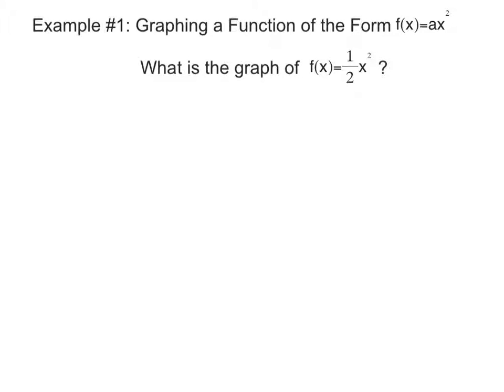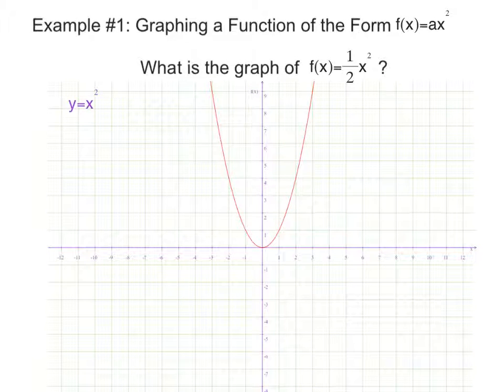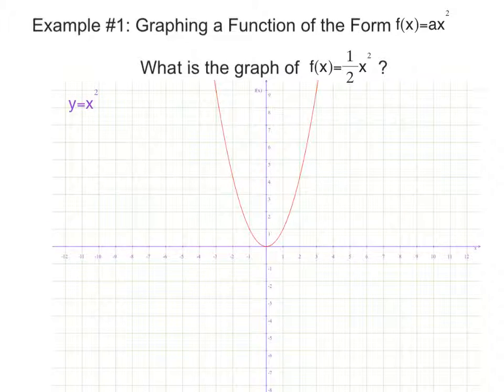In example 1, graphing a function of the form f of x equals ax squared, we are asked what is the graph of this particular function. I've gone ahead and added the parent function, which is y equals x squared. That's the graph that we see here. Now we're going to include what this 1/2 does to our graph.